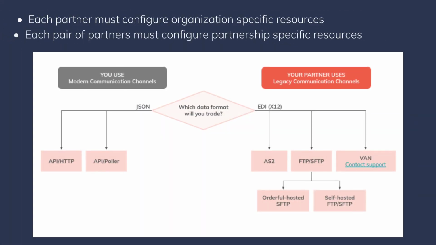For instance, here you see Orderful structured with organizations for each partner. To trade, each partner must configure organization-specific resources, and each pair of partners must configure partnership-specific resources.